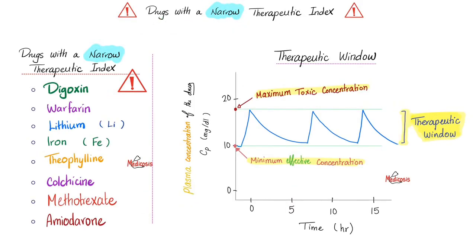Next, the medications with a narrow therapeutic window include, but are not limited to, digoxin, warfarin, lithium, iron, theophylline, colchicine, methotrexate, and amiodarone. What does that mean? What does narrow therapeutic index mean? It means that the distance between the minimum effective concentration and the maximum toxic concentration, this delta, is narrow. Okay, so it means what? That between the effective dose and the toxic dose is an inch. In other words, it's very easy to overdose on one of these medications, which means toxicity is more likely, so be very careful with these medications.